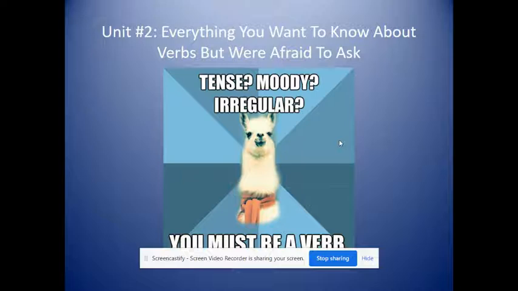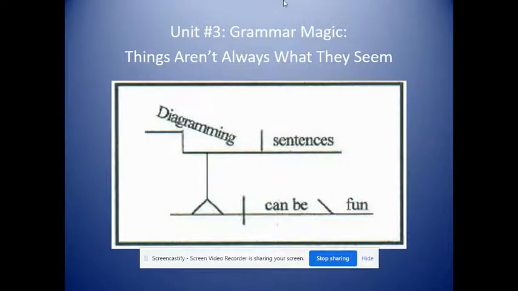After that, we're going to get into verbs and take on everything we ever want to know about verbs. Our third unit, which will take us into the beginning of October, is what we call grammar magic. Things aren't always what they seem. You may remember things like this. This might even seem familiar or might seem really archaic to you, but we'll get into some more complex structures.